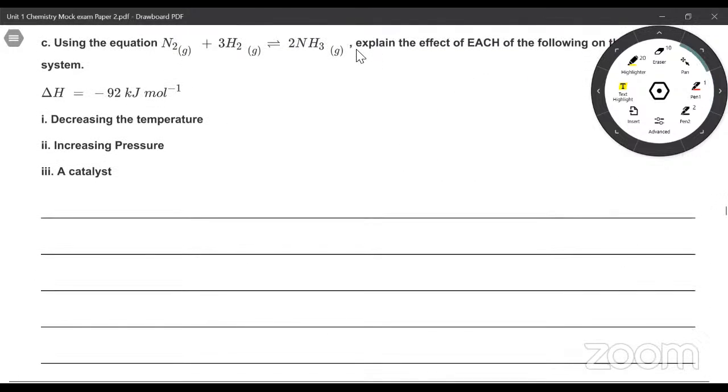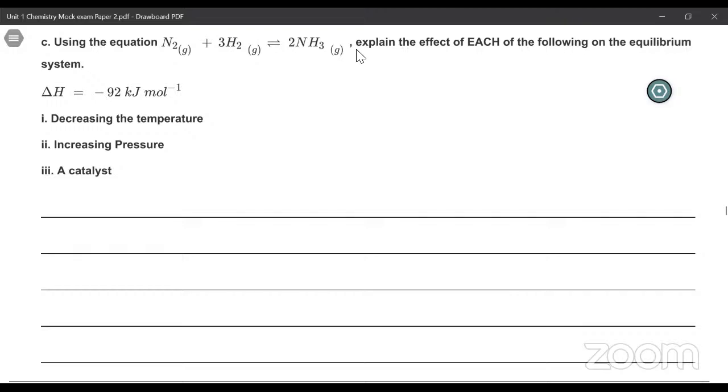Now, looking at this past question, but I modified it. I changed the equation to the Haber process equation. I think the original question had the contact process, with sulfur in it. I don't remember exactly, but I changed it. So using the equation N2 gas plus H2 gas yields ammonia, and it can be reversible as well, explain the effects of the following on the equilibrium of the system.